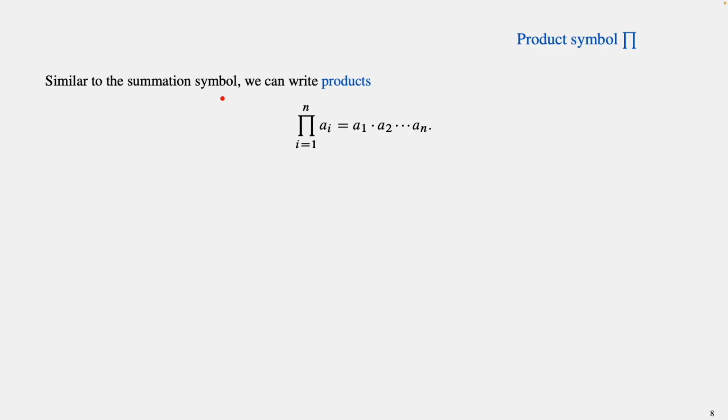Similar to the summation symbol, we can also write products. So when we want to multiply elements A1 times A2 times AN, we can conveniently write this as product from I equal to 1 to n over the elements AI. And the product symbol is the capital Greek pi. It actually looks quite similar to the little Greek pi.